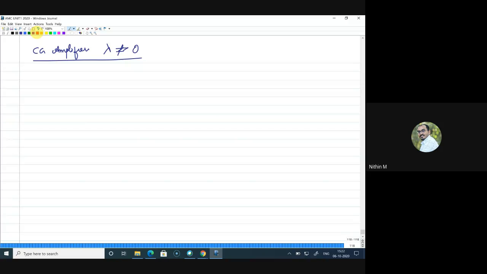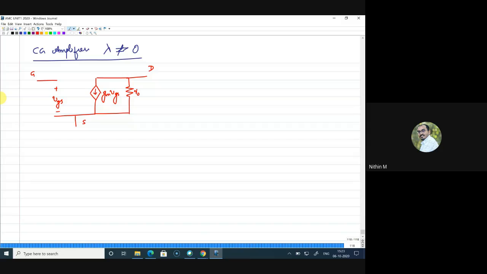Thank you. So now I'll go ahead and draw the equivalent circuit for the CG amplifier with lambda not equal to 0, and I'll try to derive the same expressions: voltage gain, input impedance and output impedance. So again I'm going for the equivalent circuit. It is plus minus VGS. Here we have this gm VGS component and r naught across it. Now this is drain, this is source, and this is gate. This is the equivalent of the MOSFET.